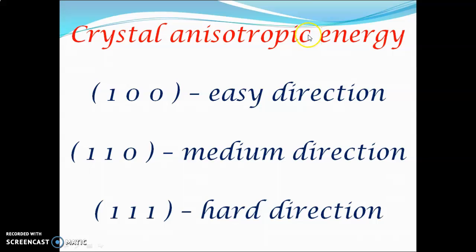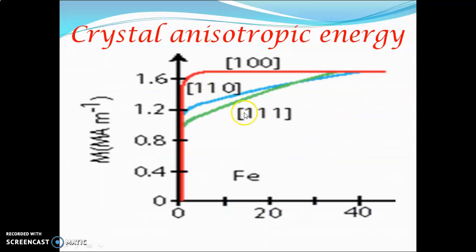Crystal anisotropy is related to the crystal direction. As we saw in crystal physics, there are different types of planes, Miller indices, which indicate direction. So 100 is an easy direction, the 110 plane is a medium direction, and 111 is a hard direction of energy given in a magnetic material. This is crystal anisotropy, shown in the graph of the energy given in the magnetic field.